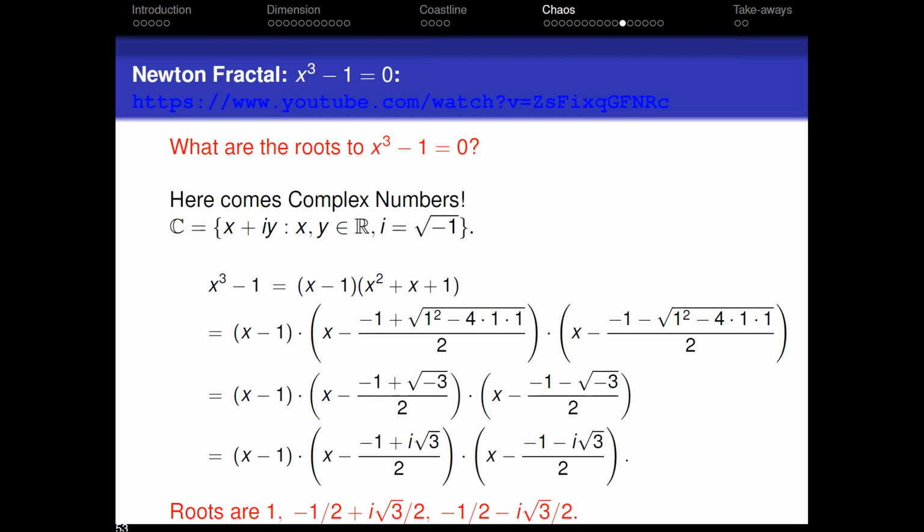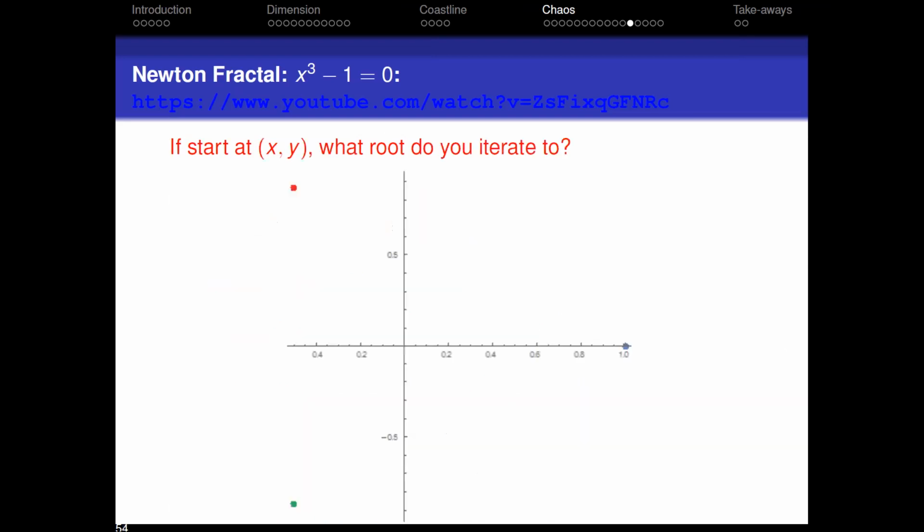And so we get three roots. The roots are 1, negative 1 half plus i root 3 over 2, negative 1 half minus i root 3 over 2. And so if I put them in the plane, I'll call them red, blue, and green. And I want to ask, let me play Newton's method. And now let's color all the things that converge to the root at 1 blue, all the ones that converge to minus a half plus i root 3 over 2, let's color that red, and similarly for green.